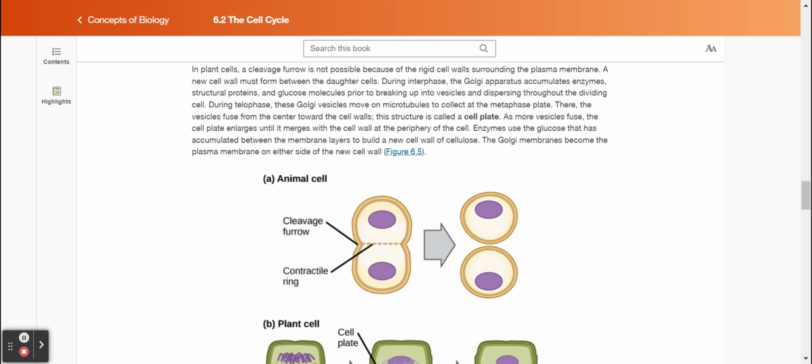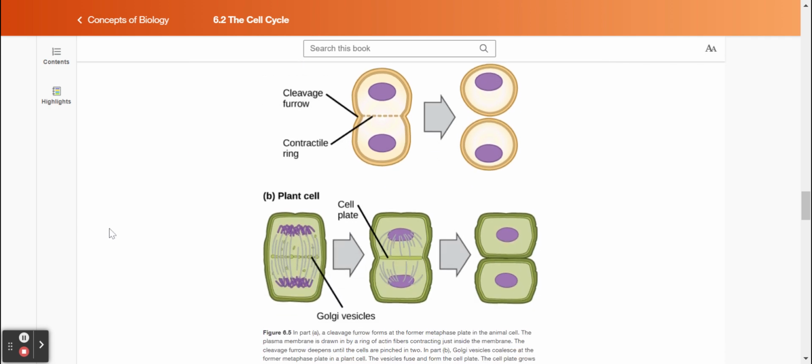There, the vesicles fuse from the center toward the cell walls. This structure is called a cell plate. As more vesicles fuse, the cell plate enlarges until it merges with the cell wall at the periphery of the cell. Enzymes use the glucose that has accumulated between the membrane layers to build a new cell wall of cellulose. The Golgi membranes become the plasma membrane on either side of the new cell wall.